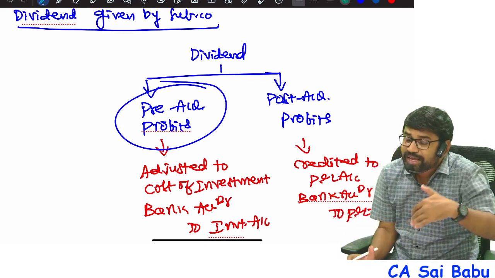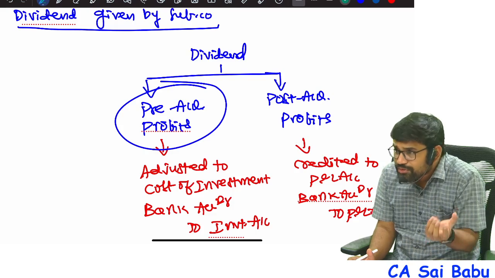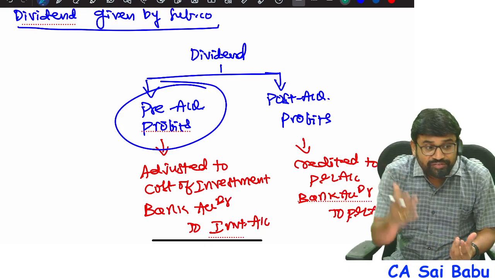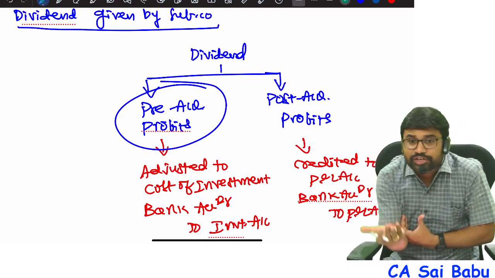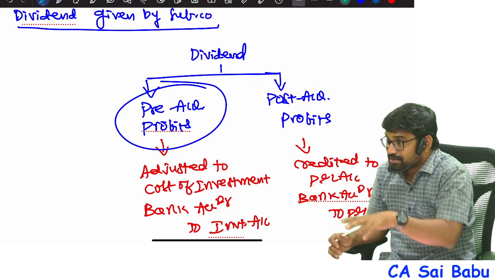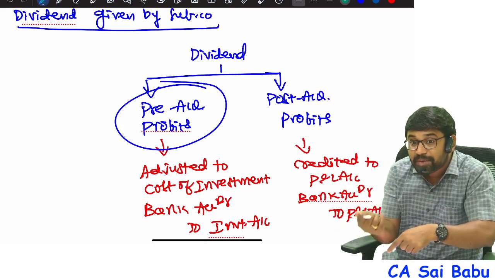If the subsidiary company gives dividend from pre-acquisition profits, what we need to do? Adjusted to cost of investment. If subsidiary company gives dividend from post-acquisition profits, what we need to do? P&L account. Sometimes in the question they will give like this. Subsidiary company has given a dividend from pre-acquisition profits, but parent company credited to P&L account.